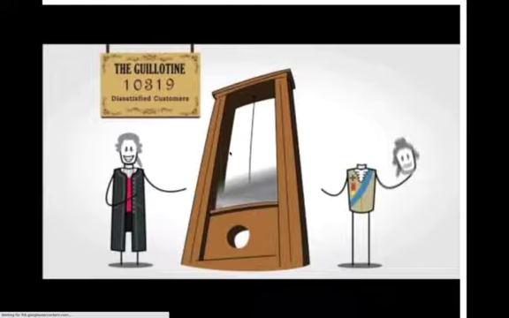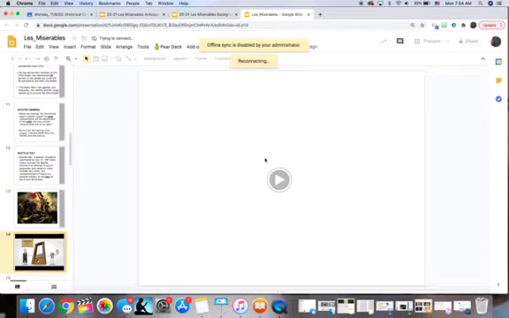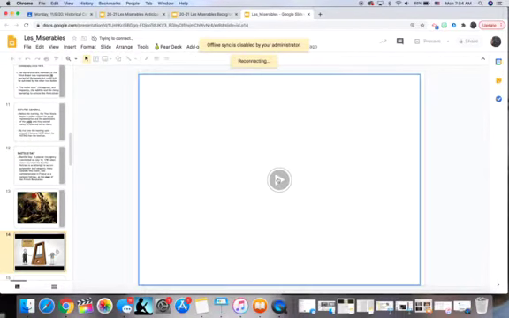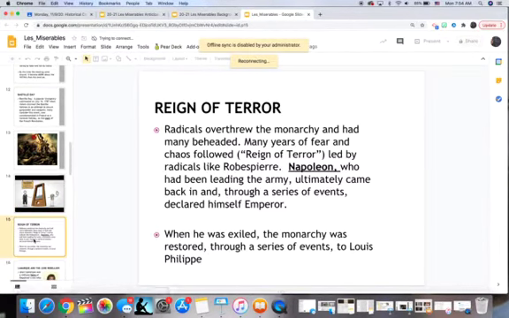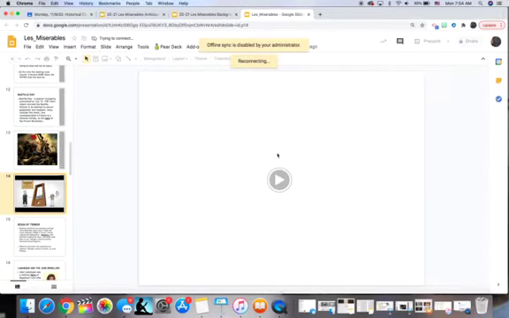So let's see if I can get this to play. I might have to go out. Let's see, I'm reconnecting. It's going to work. I might have to attach this separately if the internet's not working properly today. Let's go back to that rule about the guillotine.